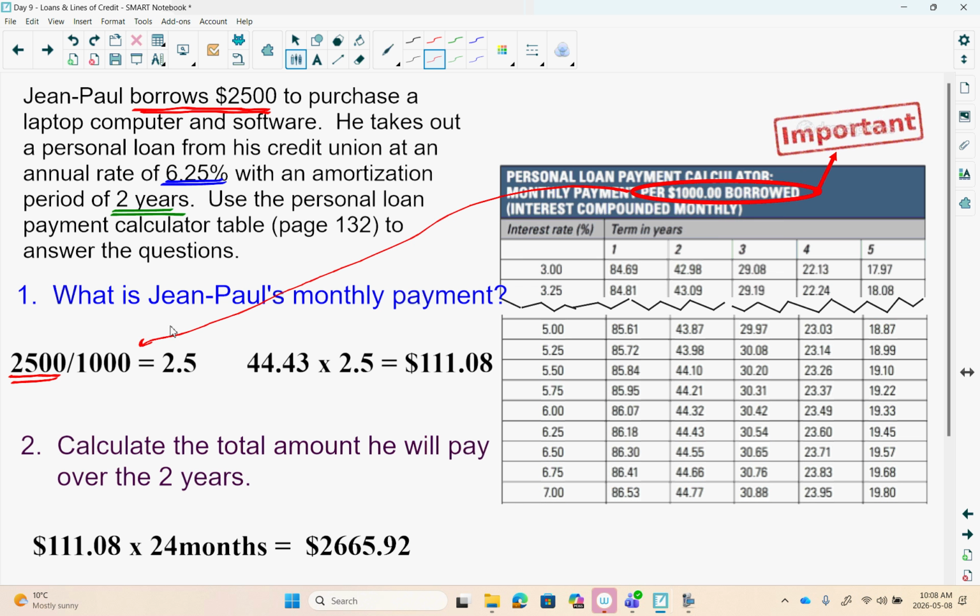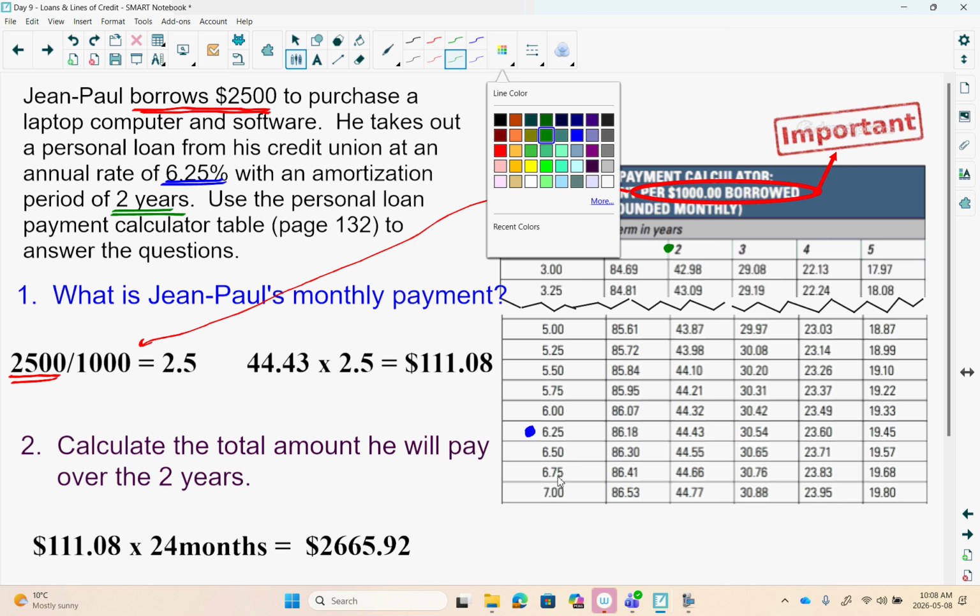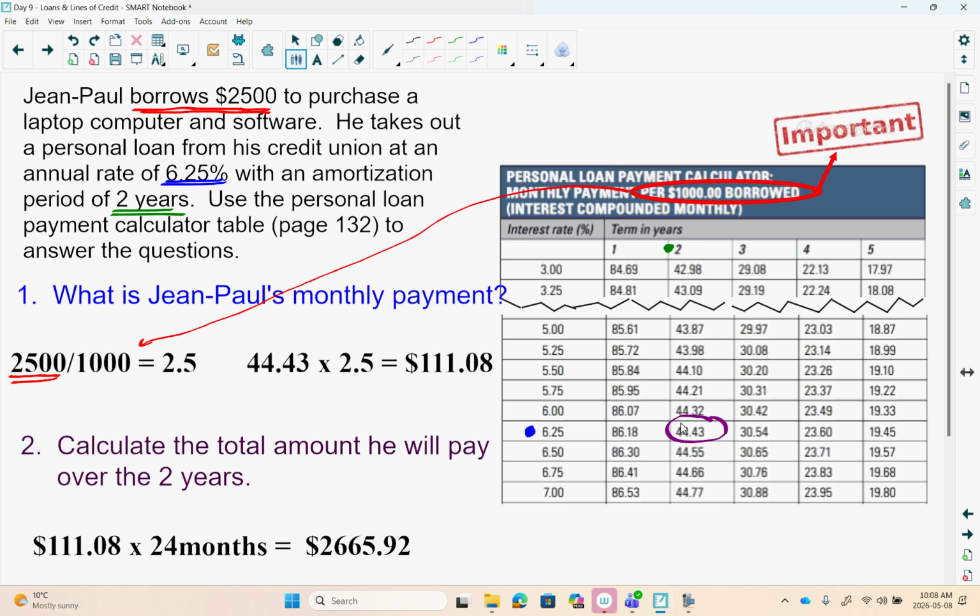That gives me 2.5. Now to figure out his monthly payment, I have to use the amortization rate, the interest rate of 6.25%. So I'm going to scroll down until I find 6.25%. I look in this column that says interest rate, and I'm going to find the term in years. How many years? Where do those columns meet? 6.25, 2 years. They meet at 44.43. That's where I found that.